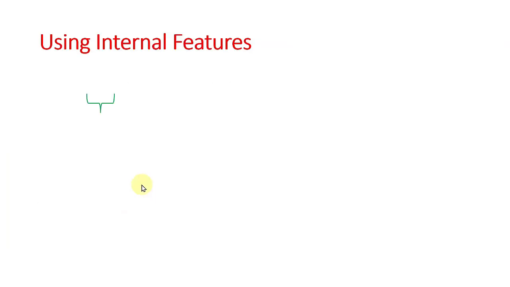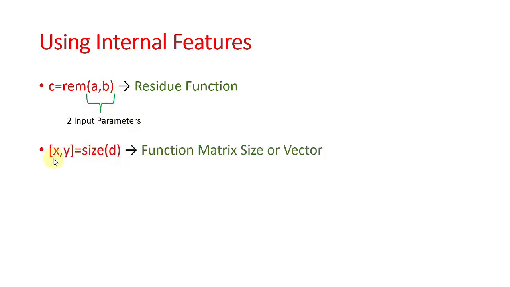However, we can also note that in Matlab, we can have more than one input parameter, like for example in the rem function, which calculates the remainder between a and b. We see that this function has two input parameters, a and b, and also, there are functions where we can have two output parameters. In this case, the size function, which is a function that calculates the size of a matrix or vector, will have two output parameters. In this case, the output parameters are x and y.